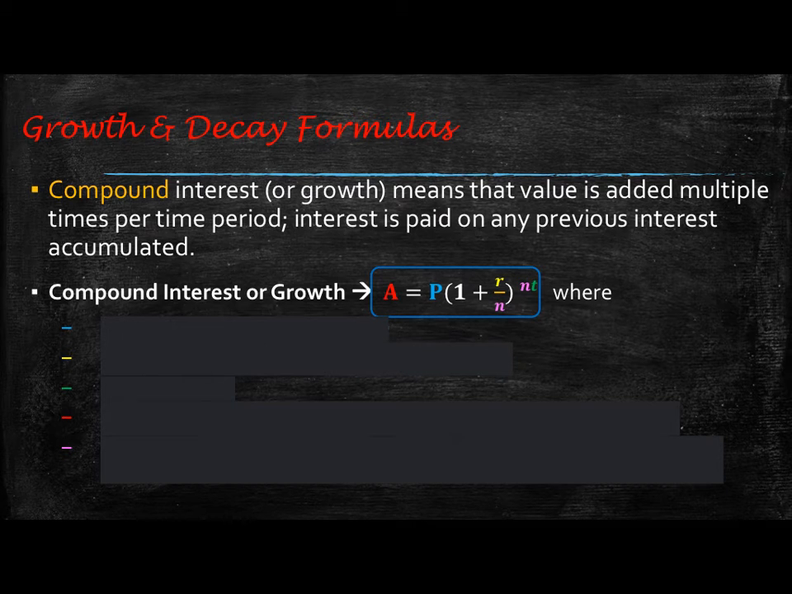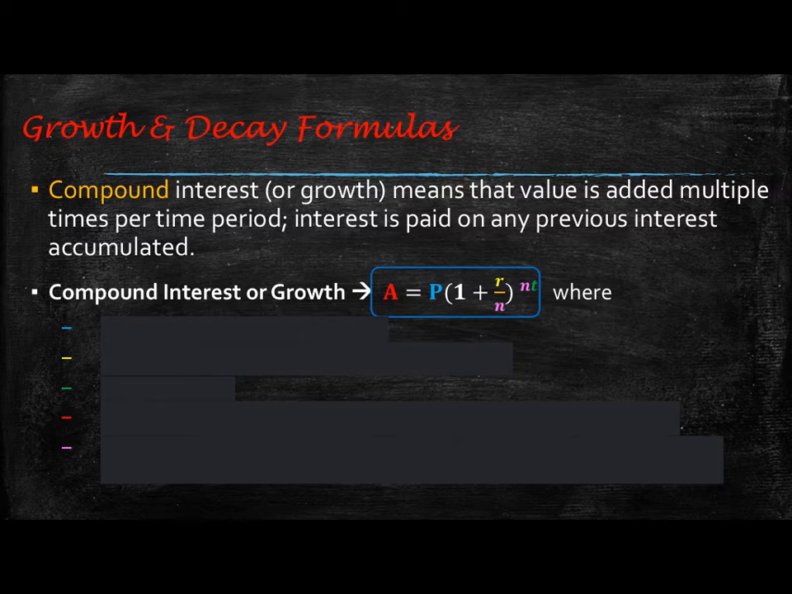All right, the second formula is called compound interest. What that means is that the value is added multiple times per time period, and interest is paid on any previous interest accumulated. You'll see that sometimes they might say this savings account that you have is compounded monthly. What that means is that they add the interest rate every month, but that interest is being calculated also on previous interest. Again, you'll see this in the word problem.